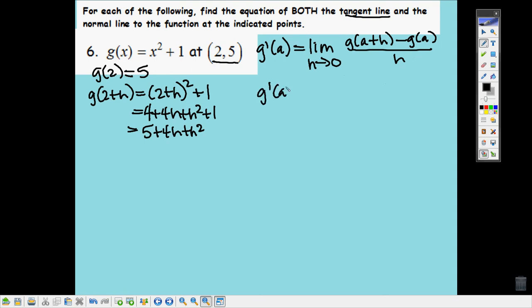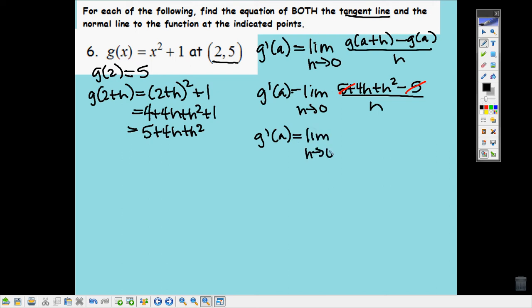So I have g prime of a is equal to the limit as h approaches 0. g of a plus h we defined as 5 plus 4h plus h squared, minus g of a, we defined as 5, all over h. So minor algebra cleanup, we know that 5 minus 5 is going to go to 0. So I have the limit as h approaches 0 of 4h plus h squared over h. Again, those h's will simplify out, which is what we expect to happen. So I have the limit as h approaches 0 of 4 plus h.